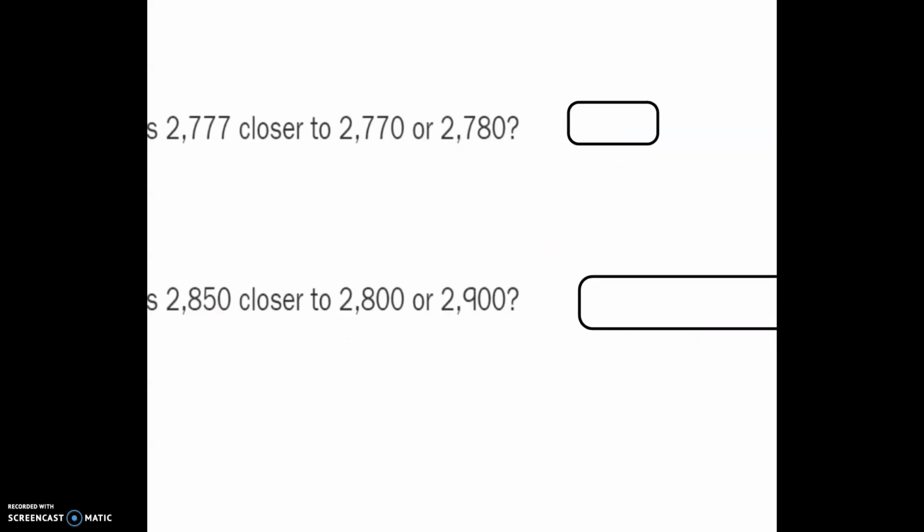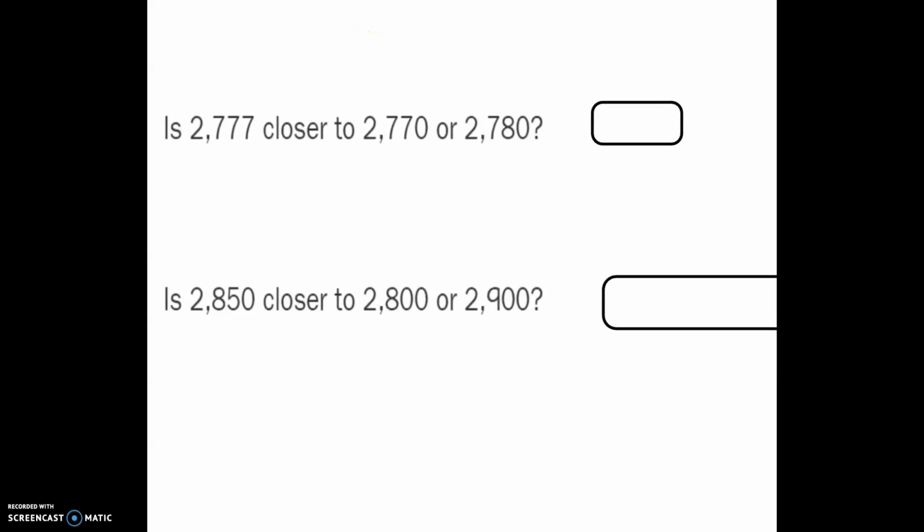And now we've got some thousands that we're going to quickly work with. Again, let me move my screen over. 2,777. Is it closer to 2,770 or 2,780? It's between the two of them, but it is indeed closer to 2,780. And then we have 2,850. Is it closer to 2,800 or 2,900? Well, 2,850 is smack dab in the middle. We have a 5, so we're going to round it up, and we're going to round it to 2,900.